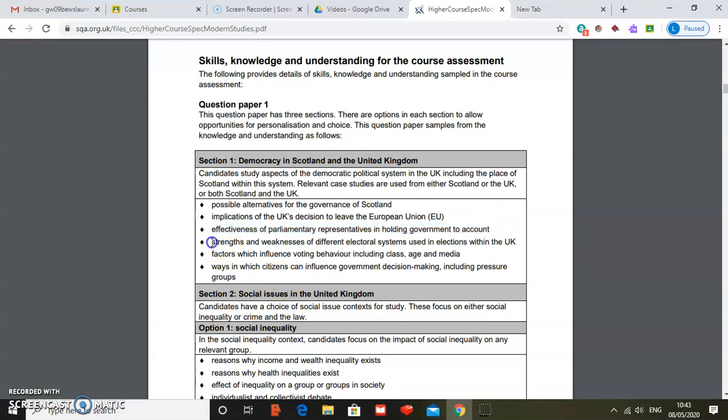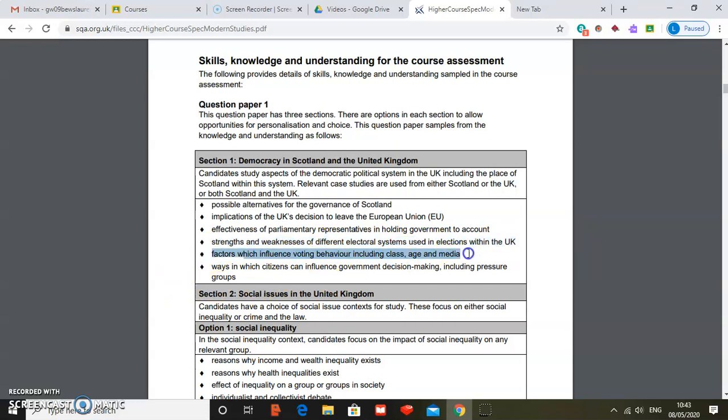We also have the strengths and weaknesses of different electoral systems in the UK. So this is looking at first past the post for Westminster, the additional member system, which we use in Scotland for the election of our own representatives to the Scottish Parliament, and of course STV, single transferable vote, not the TV programme, that we have at local council elections. Then you have to talk about what's good and what's bad and compare and contrast them.